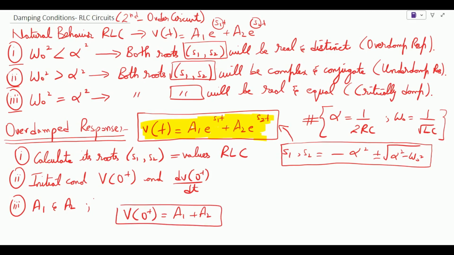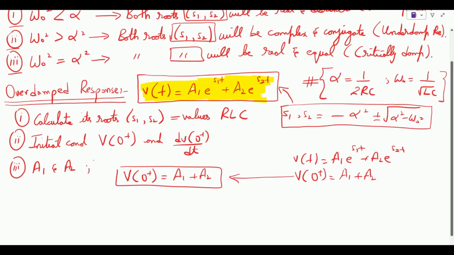We stick to our basic equation, which is V(t) is equal to A1 e raised to power S1t plus A2 e raised to power S2t. If we put time equals 0, then we'll be left with A1 plus A2, and thus this is how we reach this equation.